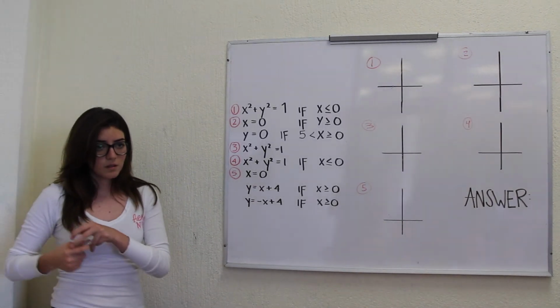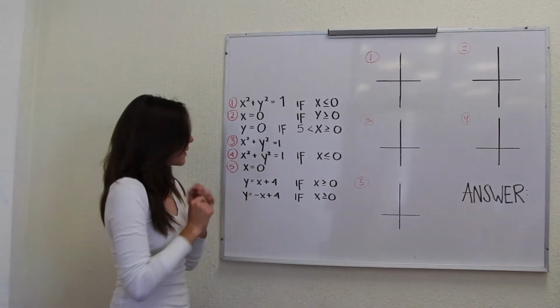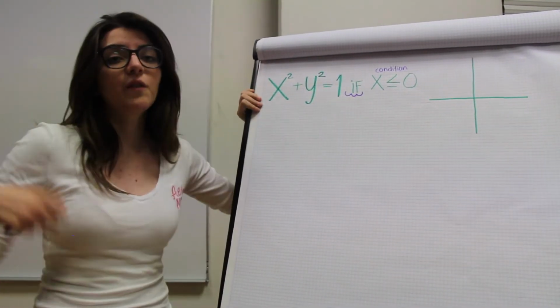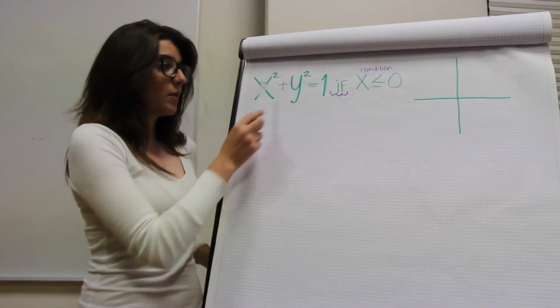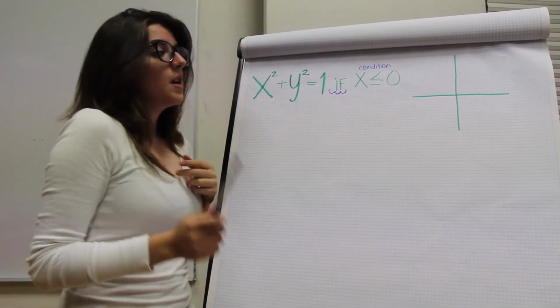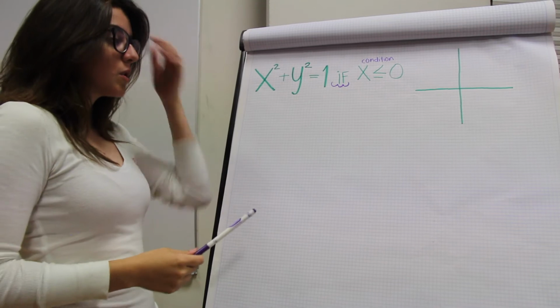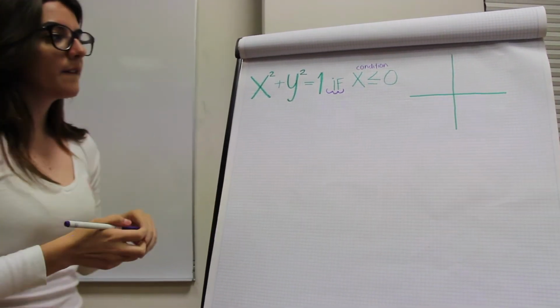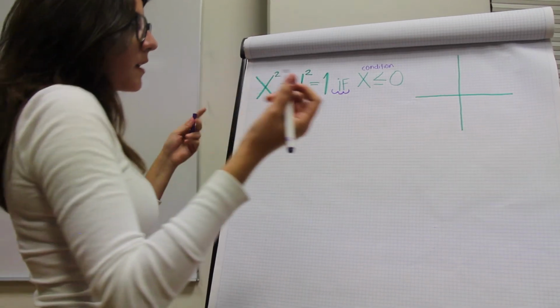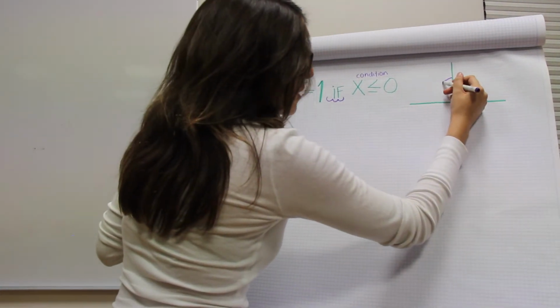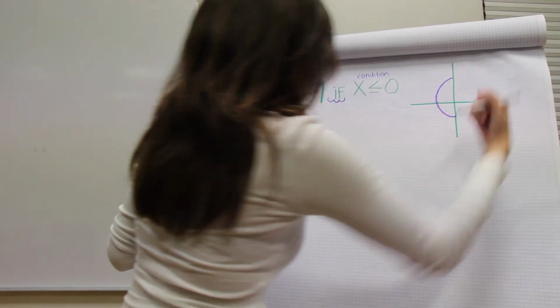In order to solve it, we must use the methods that we learned. So now, as we know, this would be a formula for a circle: x squared plus y squared equals 1. But since we have this condition, which is x should be less than or equal to 0, we will have just the left part of the quadrant. So it will be something like this.